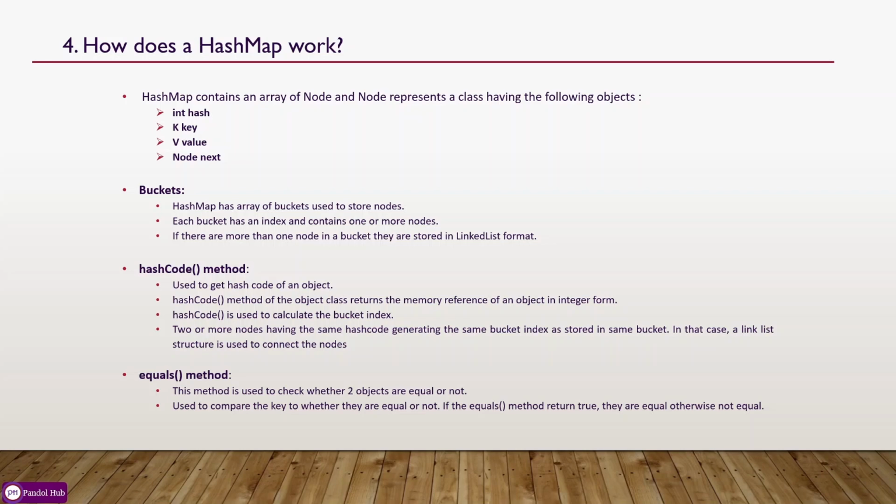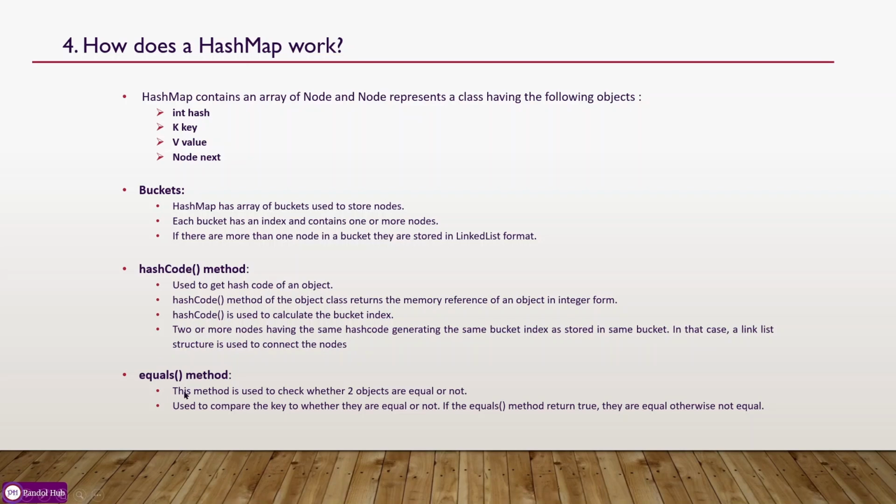If two objects come to the same bucket value, the two objects are placed in two nodes of the same bucket. One node is placed adjacent to the other, so the first node will have a reference to the next node. So it is stored in a linked list format.